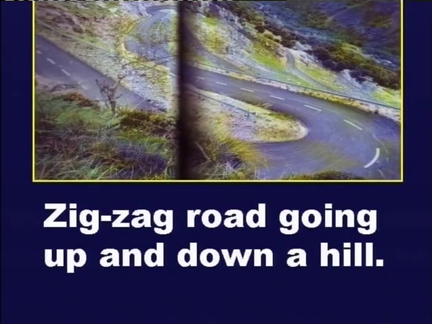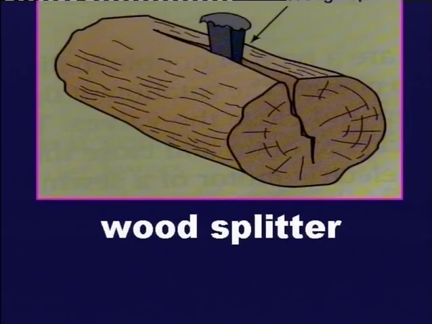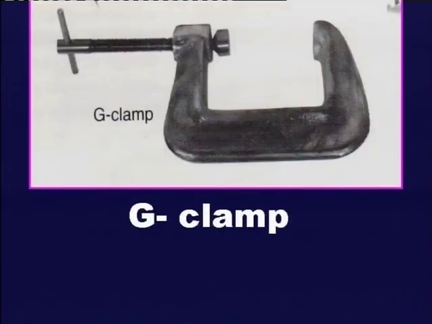A zigzag road going up and down a hill. Screws and screw heads. Wood splitter. And our last picture is G-clamp.